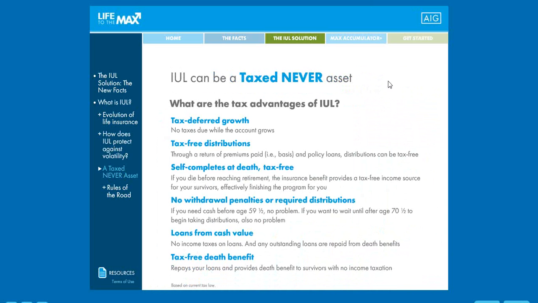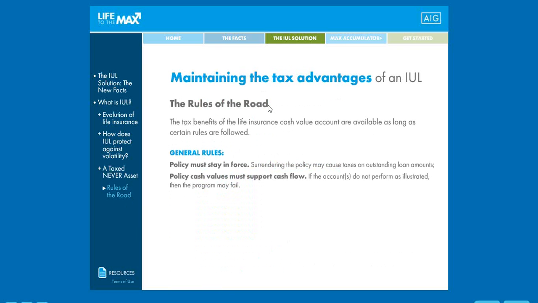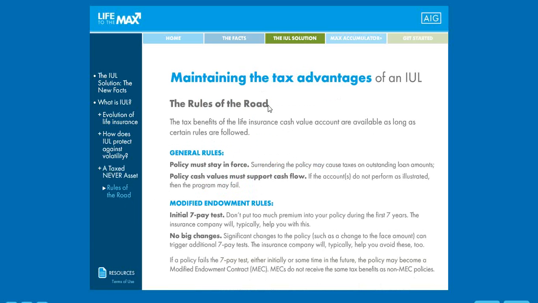The loans come off of the cash value, and or the withdrawals. You can withdraw the money that you've put in there as well. The rules of the road, this probably isn't so much for the client, so much as for you when you're designing one of the illustrations on these. We know policy has to stay in force, and we don't want the policy to be a MEC or to have too much money in there, or it won't have all the tax advantages.